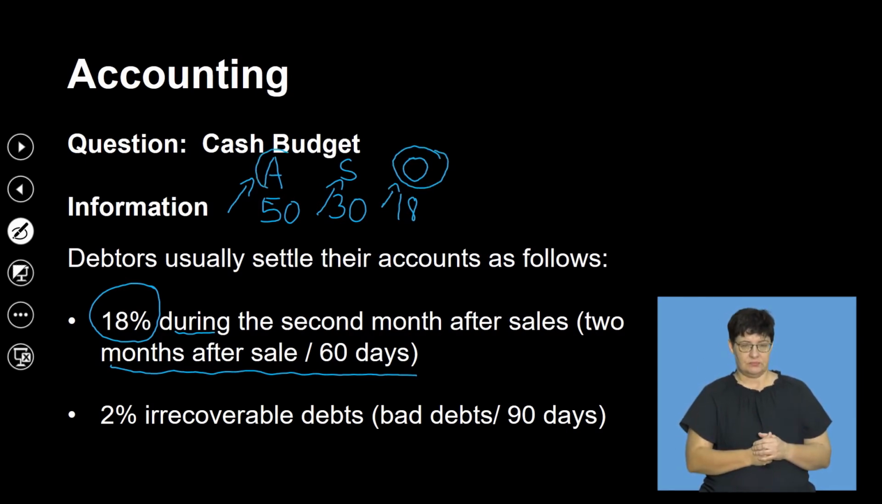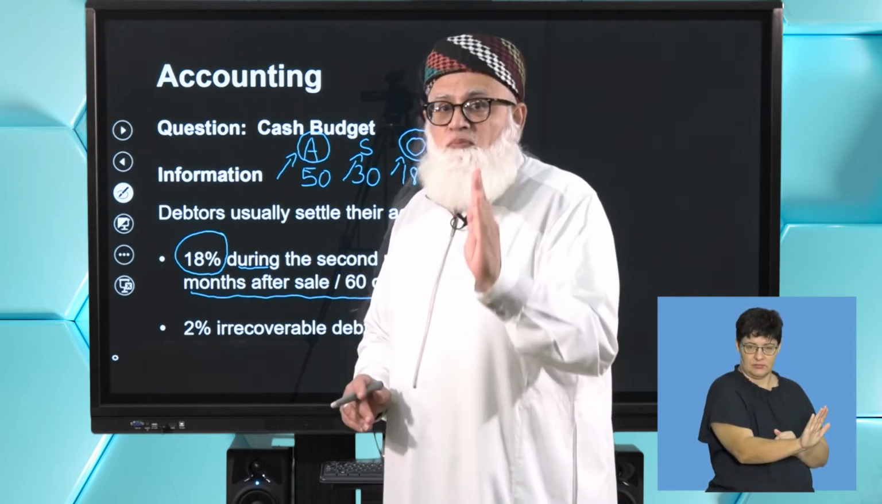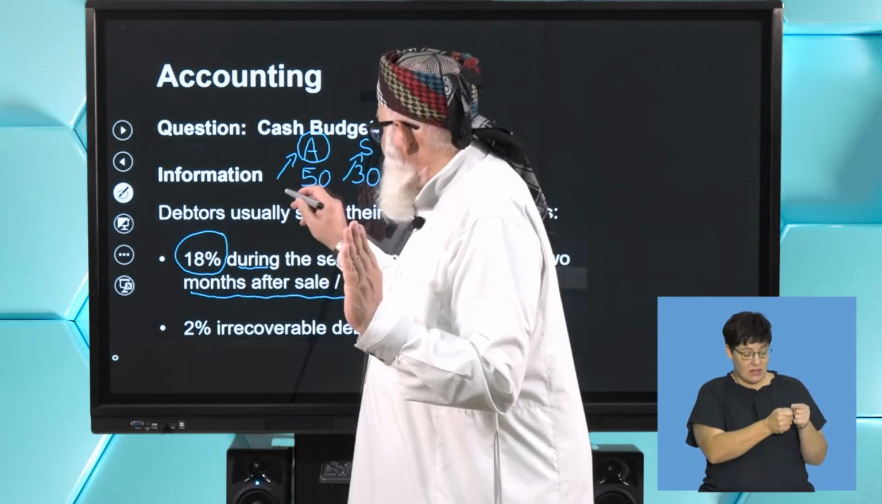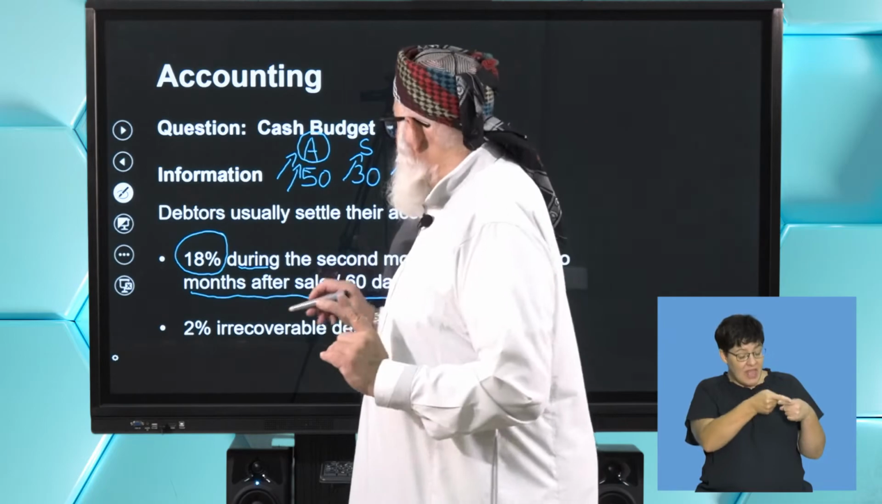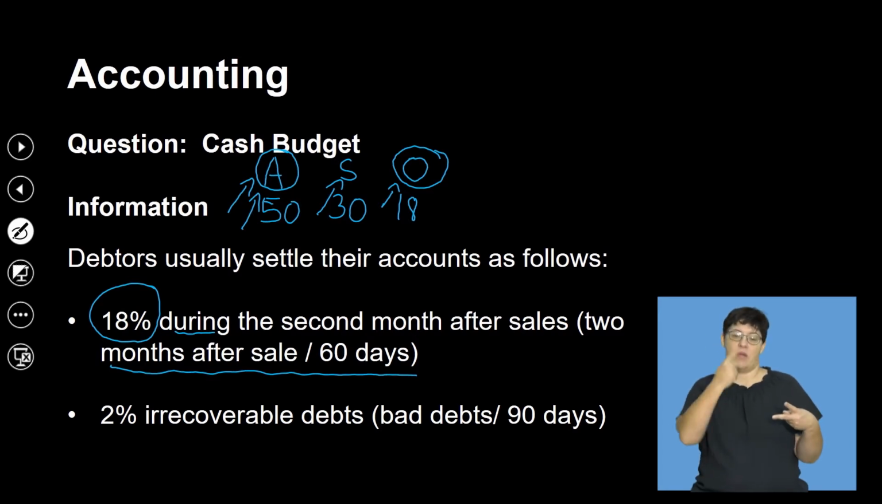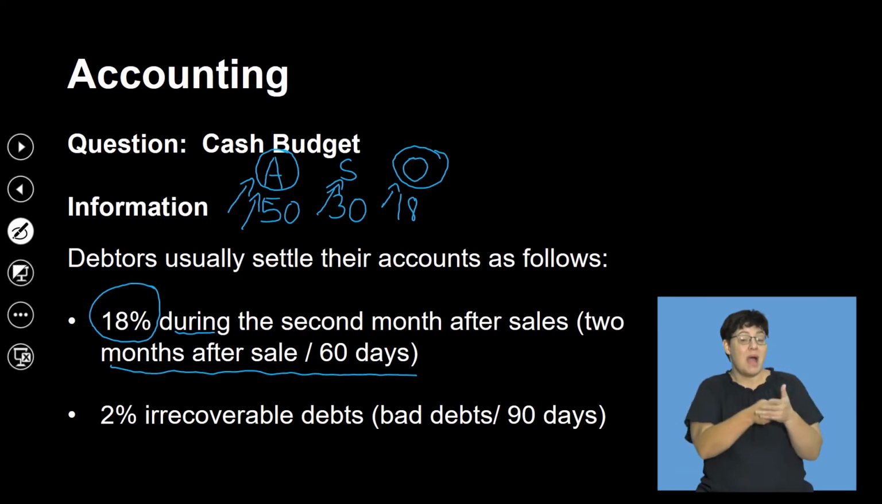So we sold the goods in August. The credit sale took place in August. Let's make sure we understand this. The credit sale took place in August, right? 50% will pay you in August. So there's my 50%. Then we went to the next month. We said 30% will pay after 1 month. That means in September, you expect 30% of those debtors, the August debtors. Keep that in mind. The August debtors, right? 30% will pay you in September and 18% will pay you in October.